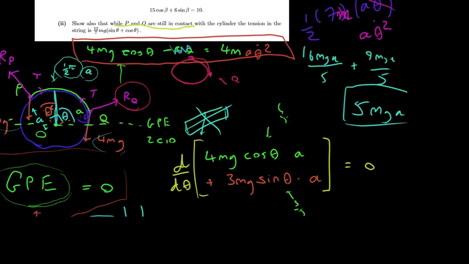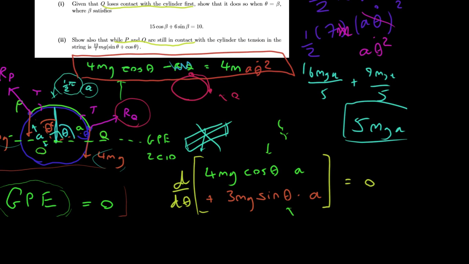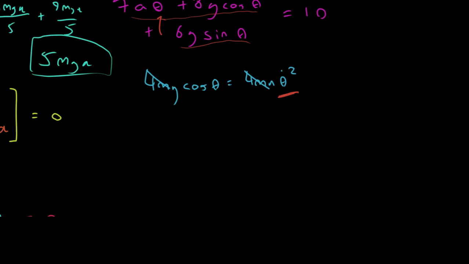The next bit, we want to show that while P and Q are still in contact with the cylinder, we want an expression for the tension. So similarly, instead of resolving vertically, we're going to resolve horizontally. In this case, we're going to get 4mg sine theta minus the tension is equal to 4m times a theta double dot, so that's the transverse acceleration.